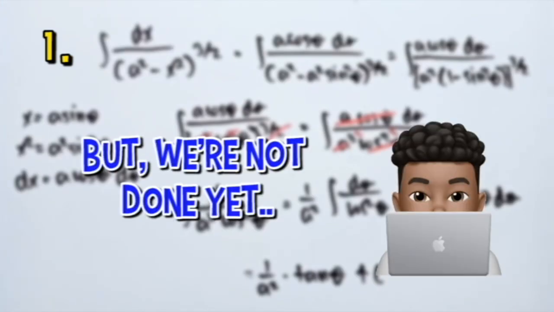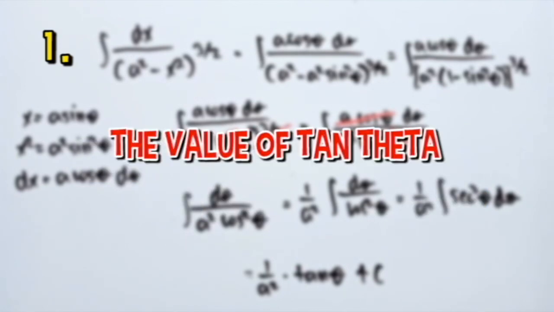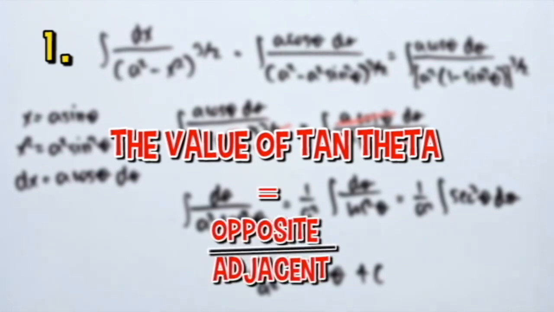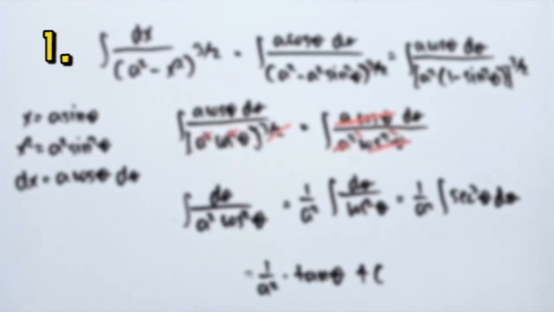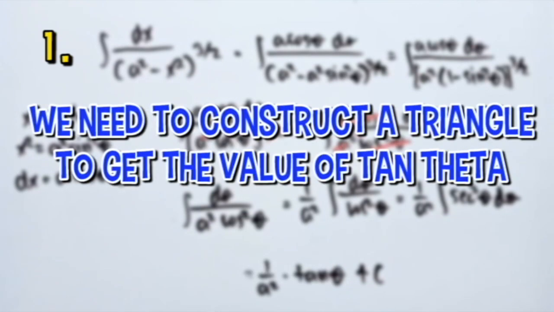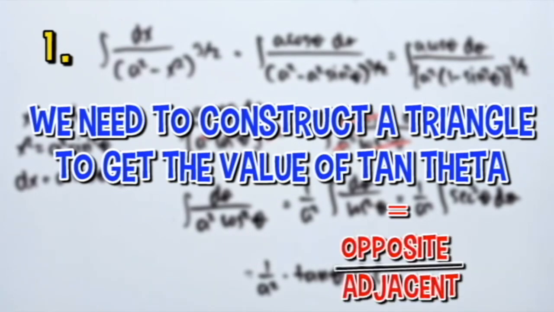But we're not done yet. We need to get the value of theta. So we need to get the value of tan theta, because tan theta is equal to opposite over adjacent. So we need to construct a triangle to get the value of the opposite and adjacent.